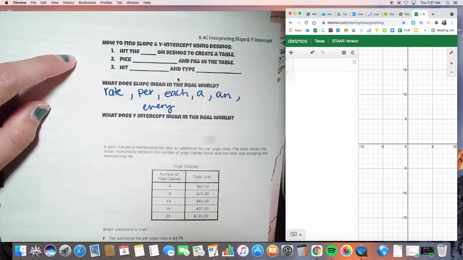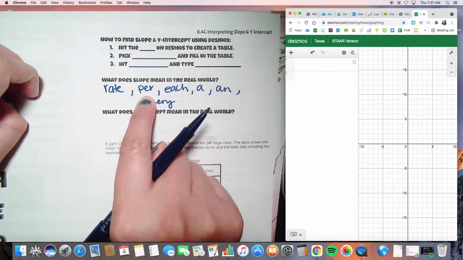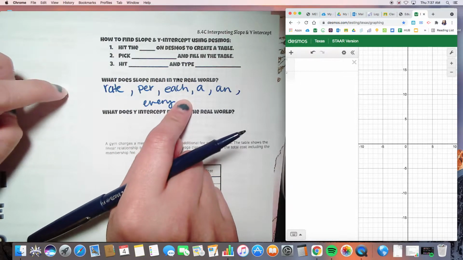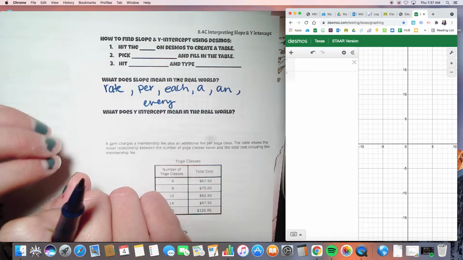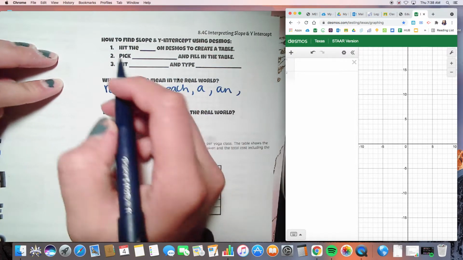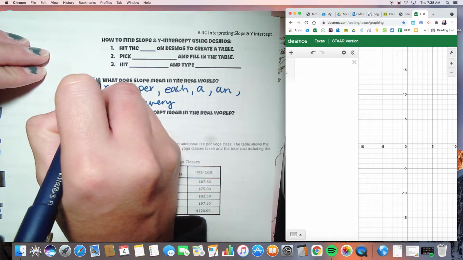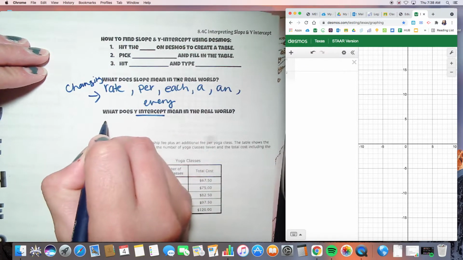Now, y-intercept is a situation where it only happens once. Where this is happening, if it's $5 an hour, you can get charged $5 for 1 hour, you can get charged $10 for 2 hours, and so on. So it's going to be changing, okay? So this is changing, and it happens more than once. This only happens once.